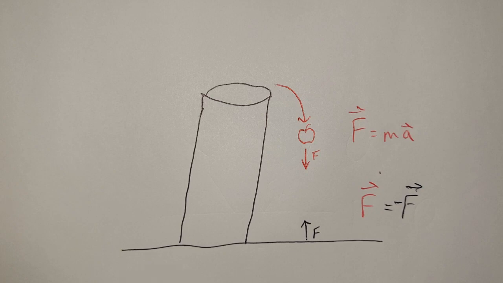So basically, most people will say that Newton's third law is for every action there's an equal and opposite reaction, or for every force there's a force that is opposing it.